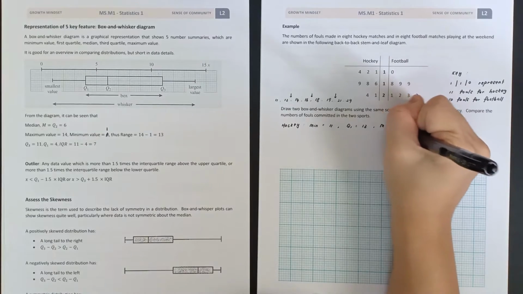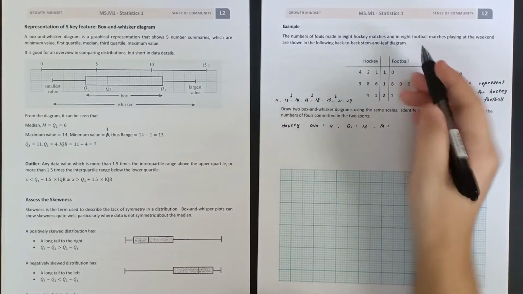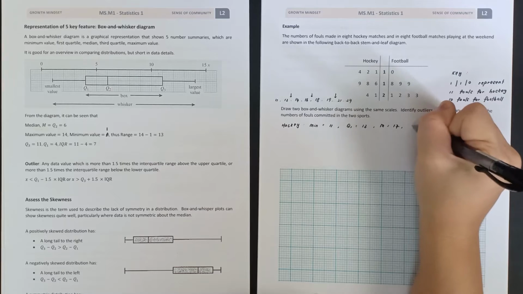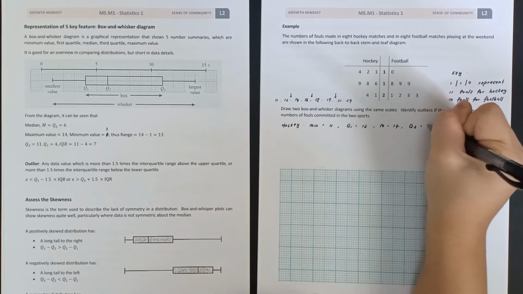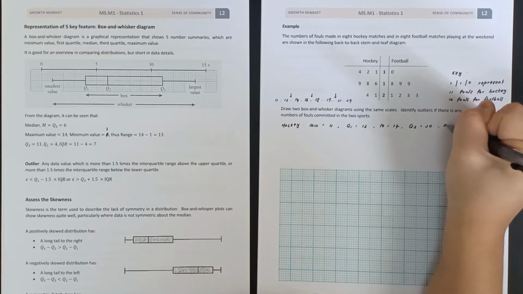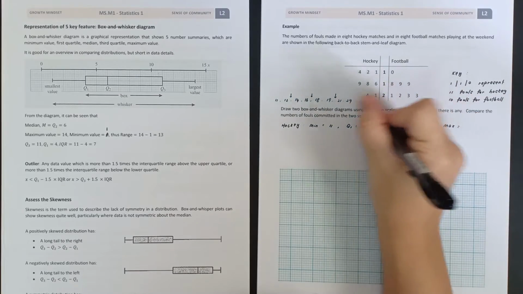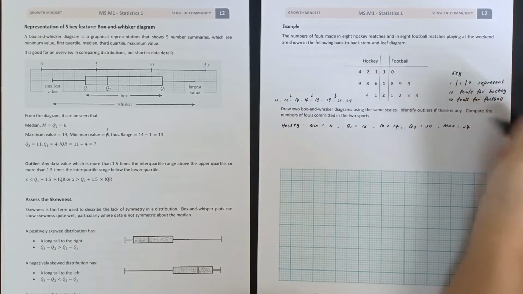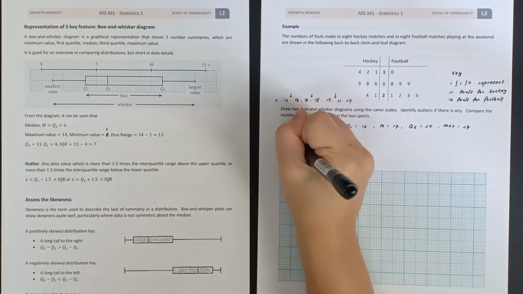So what's your median? Your median will be 70, your Q3 will be 20, and then your maximum value here is going to be 24. So the same thing, you do it for football.